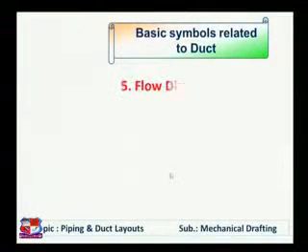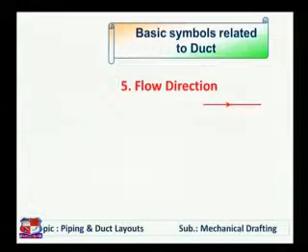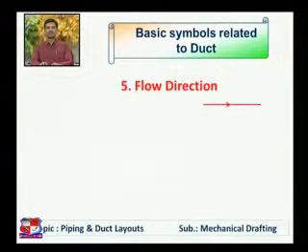Next symbol, that is flow direction. The flow direction is indicated just by an arrow. This arrow indicates the flow is directed from this direction to this direction.